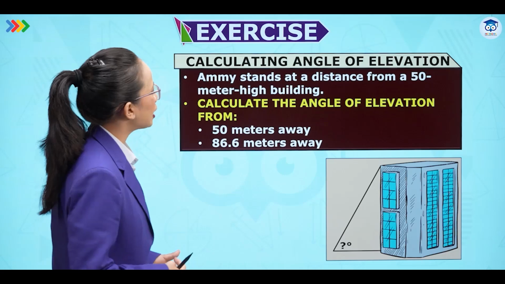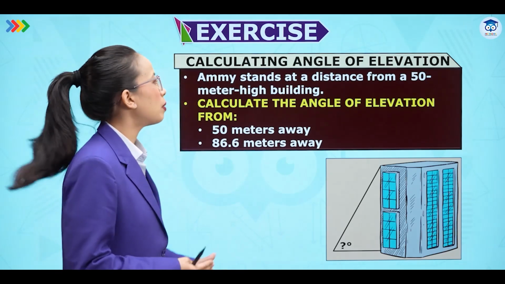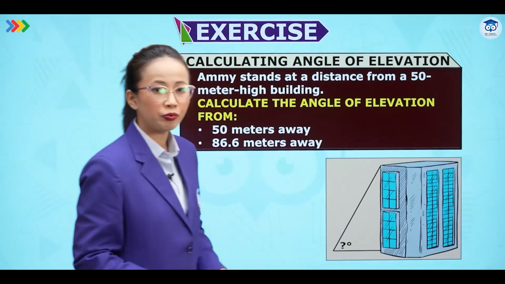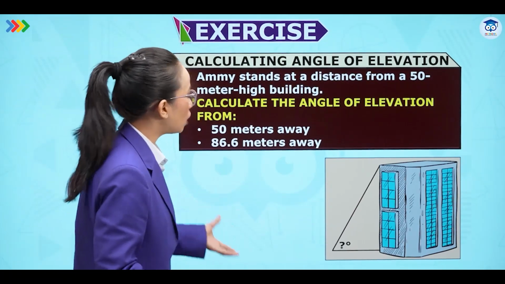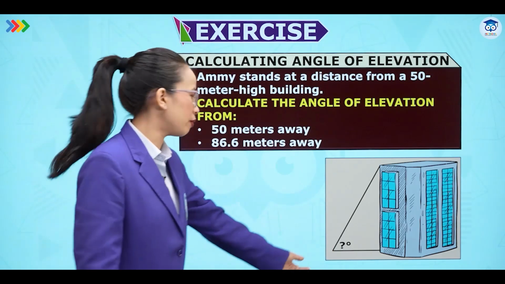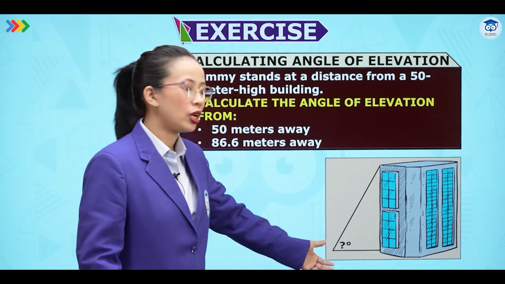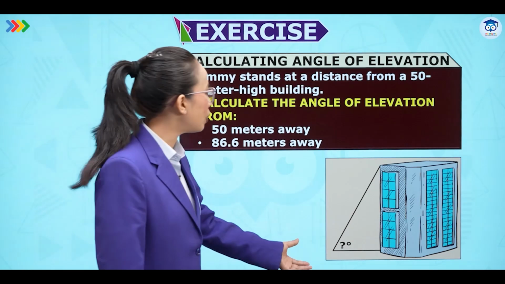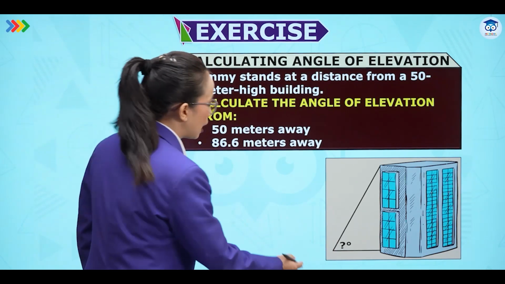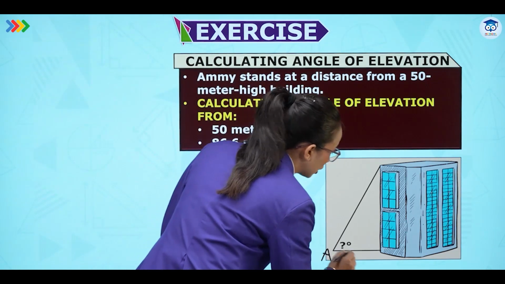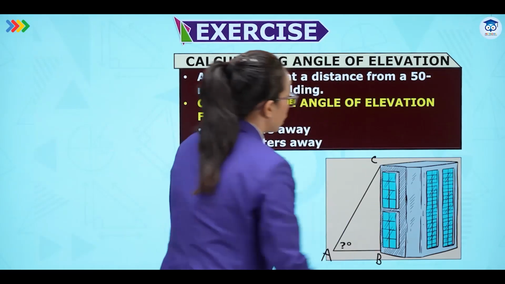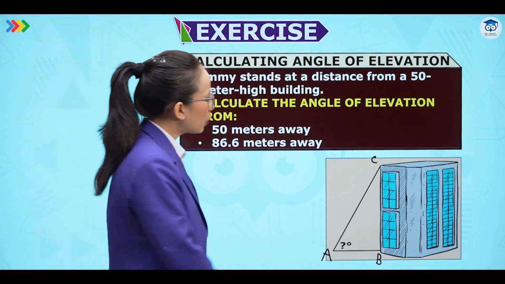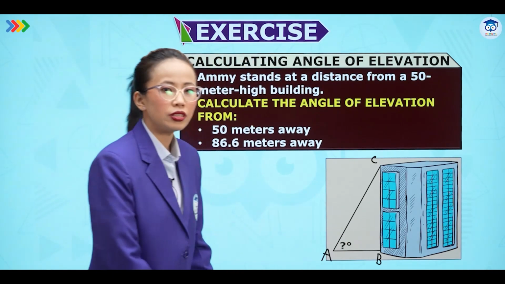Now here it says that ME stands at a distance from a 50-meter height building. So the height of the building is 50 meters. Now we are going to calculate the angle of elevation. Suppose ME is looking from here, then we can make a right angle triangle here, right? So we will consider this as ME position. Suppose this is point A, point B and point C. Now we can see it as a right angle triangle. So we are going to calculate this angle of elevation, right?